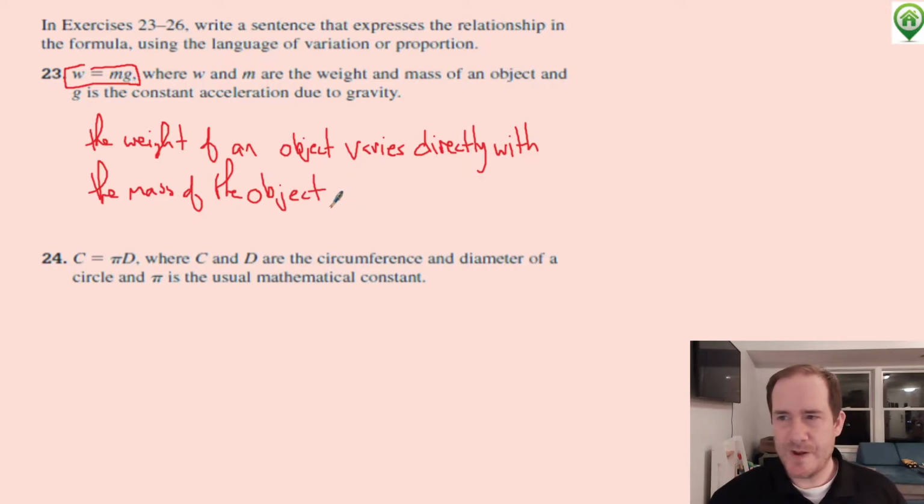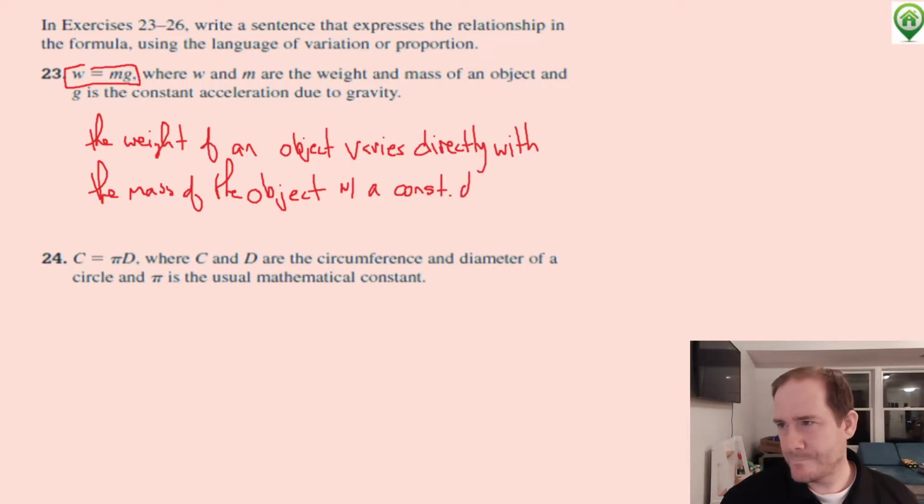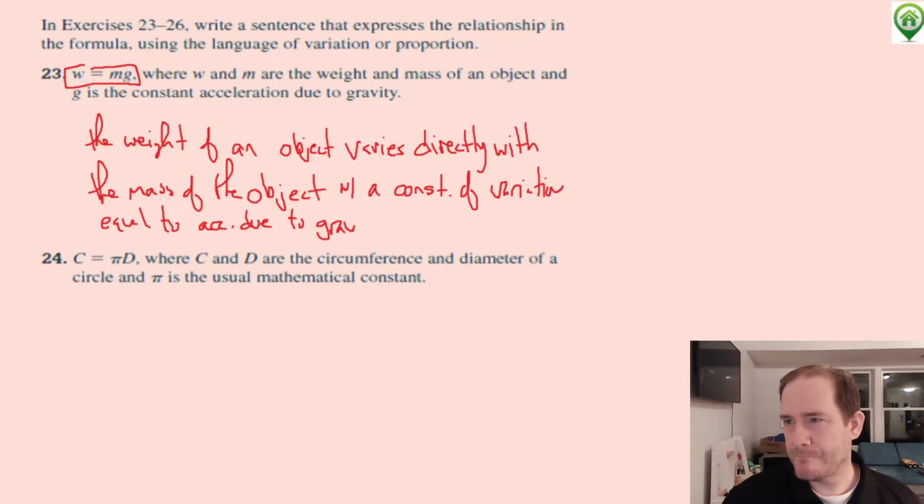And technically you could stop there, but since they went through all the trouble to define what the constant of variation was, we should probably address it and say the weight of an object varies directly with the mass of the object with a constant of variation equal to acceleration due to gravity. Okay, whatever. Moving on to the next one.